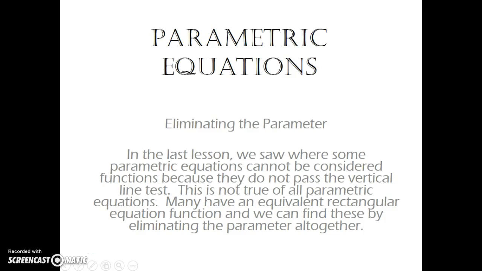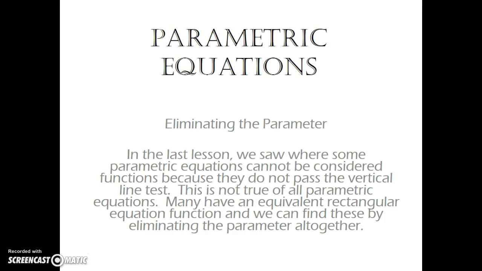We're going to work more with parametric equations today, and we're going to talk about eliminating the parameter. In the last lesson, we saw where some parametric equations can't be considered functions because they won't pass the vertical line test. Although parametrically they are functions, because the independent variable does not lead to repeated dependent variable outputs, which would fail a so-called vertical line test in the rectangular coordinate system.